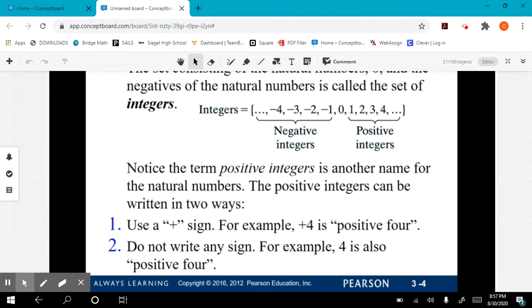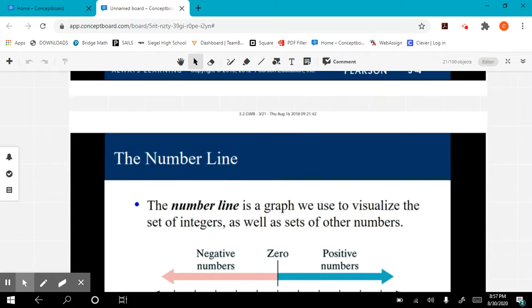Notice they say you can use a positive sign to represent a positive number, but we don't ever do that. If it's a positive, we just don't put anything in front of it. Then obviously, if it's a negative number, we put the minus sign in front of that. I believe we've all got that.